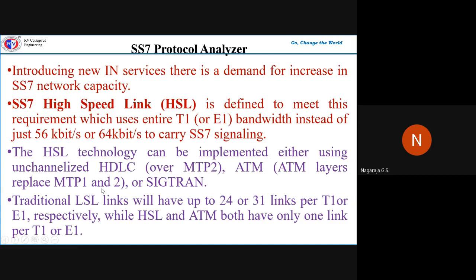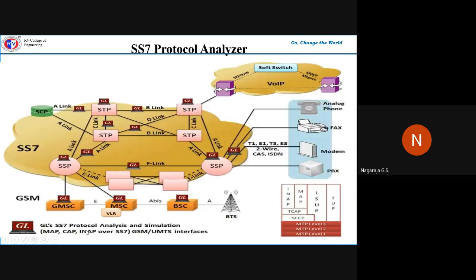ATM layers replace MTP1 and 2, or SIGTRAN, because in industry most of the time they also use a technology called SIGTRAN. Traditional low-speed links will have up to 24 or 31 links per channel, that is in T1 or E1 respectively, while HSL and ATM both have only one link per T1 or E1. We are talking about how high-speed links and low-speed links vary from one another, relating to your SS7 protocol analyzer and corresponding technologies.